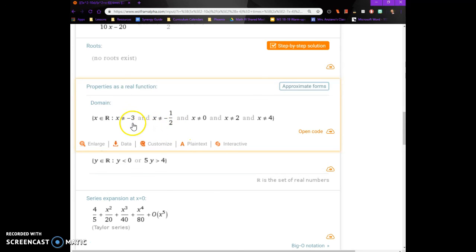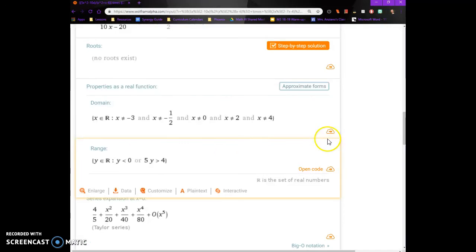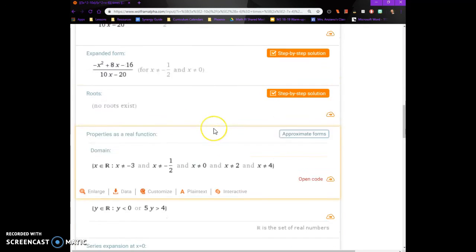I'll see you tomorrow. So we have negative 3, negative 1/2, 0, 2, and 4. Is that what we had for our domain restriction? Negative 3, 2, 0, negative 1/2, and 4. Hey, so this is just another way to check and make sure we did this correctly.